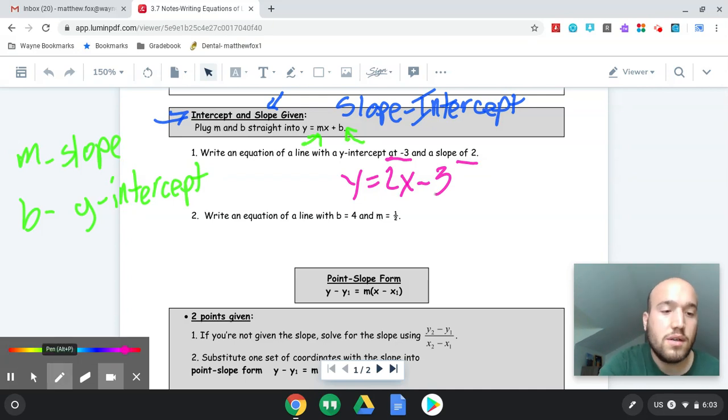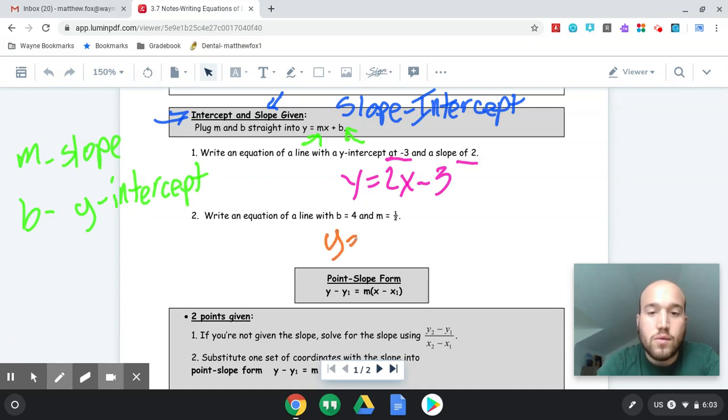Now, question 2. Same approach, except this time, instead of telling us what the y-intercept and the slope are, they use the letters. It says, write an equation of a line with b equals 4 and m equals 1/2. Even if you don't know what those mean, you can hopefully substitute them into that equation, y equals mx plus b. But we do know what m means. M is our slope. So our answer is y equals 1/2 x plus 4. That is how we do this first part. If we are given the slope and the y-intercept, we can just plug them into the equation y equals mx plus b and move on.